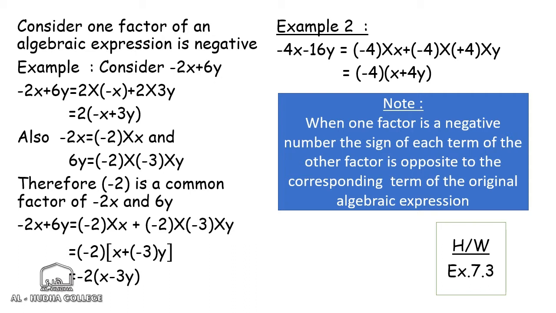So that is the answer for the above question, because they are asking to have one factor negative. We have two factors here: one is minus 2, the other factor is x minus 3y. They wanted one negative value as a factor. So minus 2 into x minus 3y is the answer.